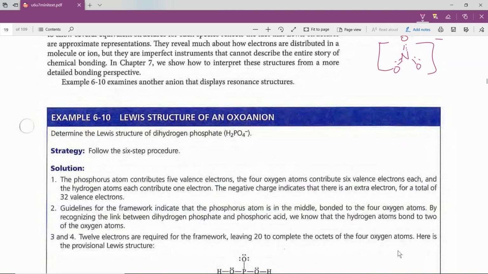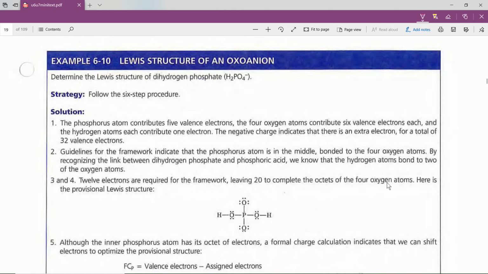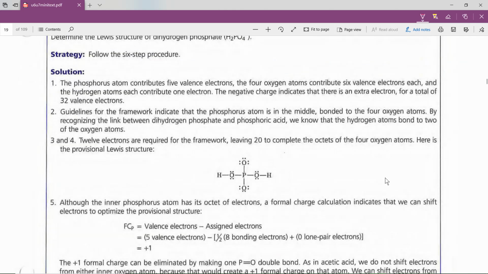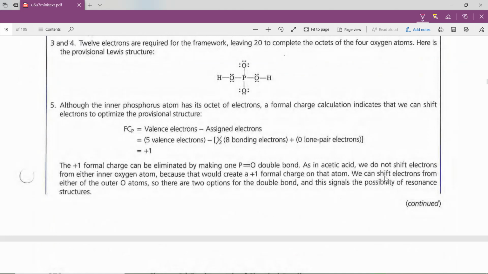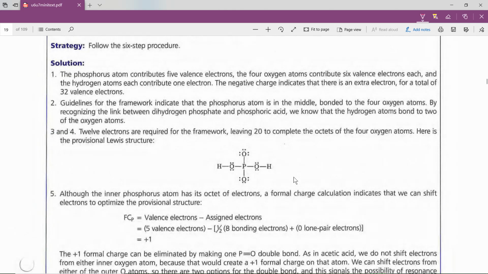Determine the Lewis structure for dihydrogen phosphate. So here's an example here, 610. So there's going to be 2 resonance structures associated with this one, and so this is an anion. So let's, here's one dihydrogen phosphate. So it's like phosphoric acid, but I've taken away H3PO4. I've taken away one of the protons, so I got a minus charge here.